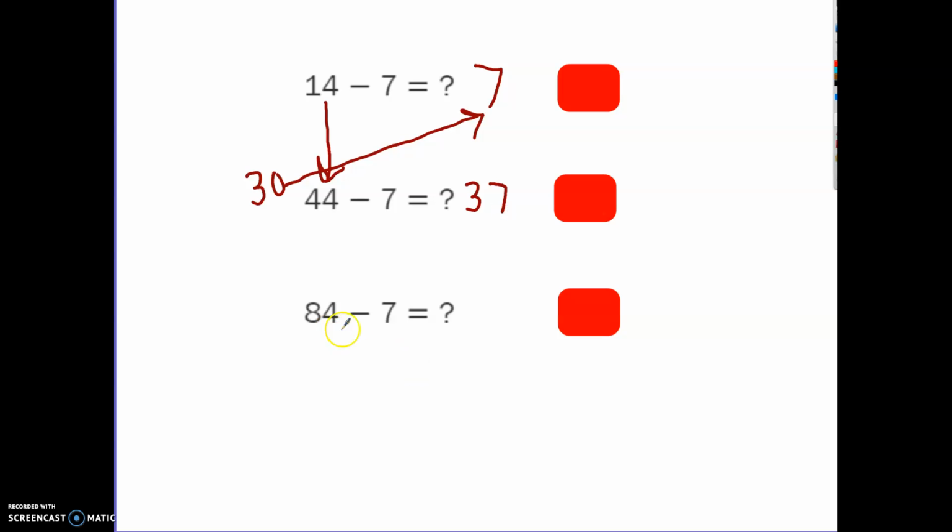Let's try it again for 84 minus 7. And you're going to think about how many tens I went up from 44 to 84. So 54, 64, 74, 84. I went up 4 tens, so that's 40. Add that to my previous answer. 84 minus 7 will be 77.